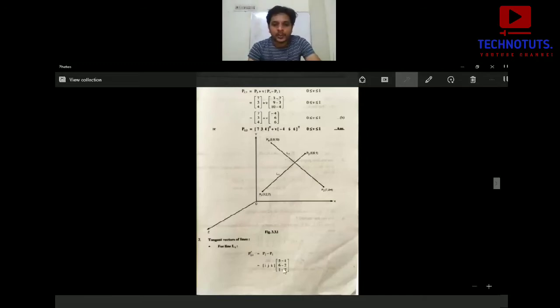Here x2 is 5, x1 is 1, y2 is 6, y1 is 2, z2 is 1, and z1 is 7. That is why it is here. Okay. So what will it become? It will become matrix ijk into vertical matrix 4, 4, minus 6. Okay. 4, 4, and minus 6.